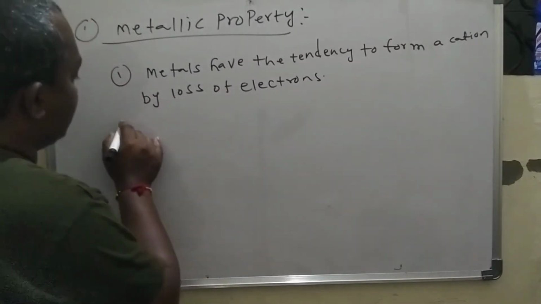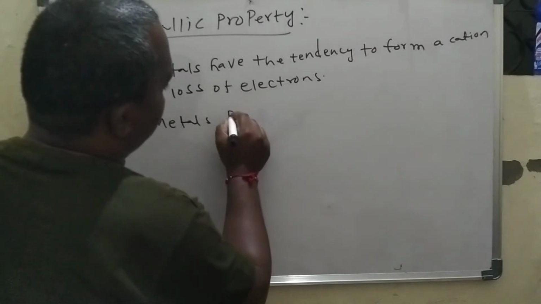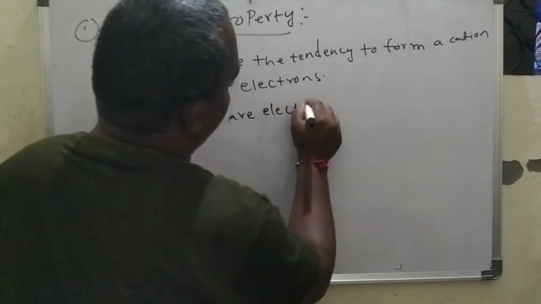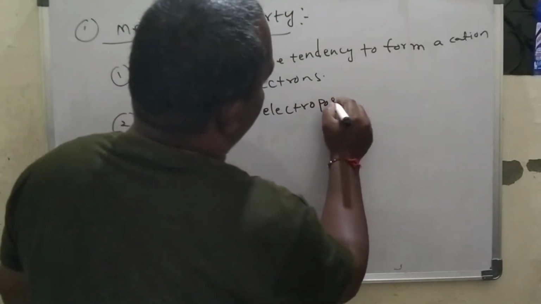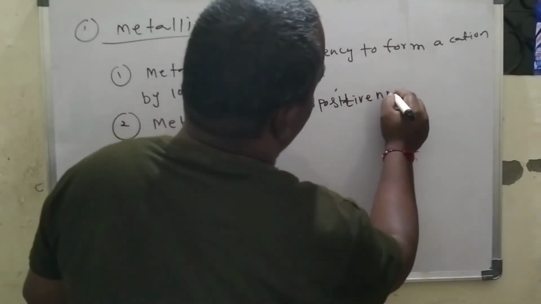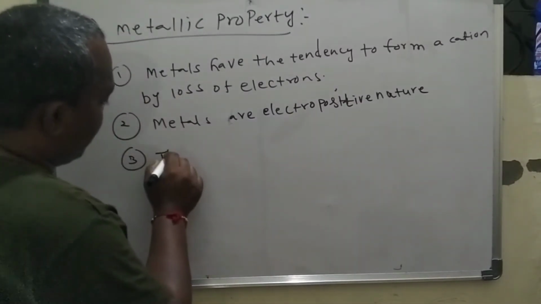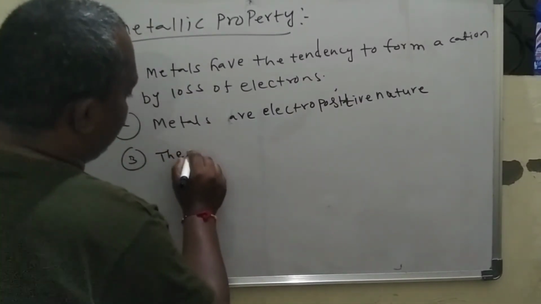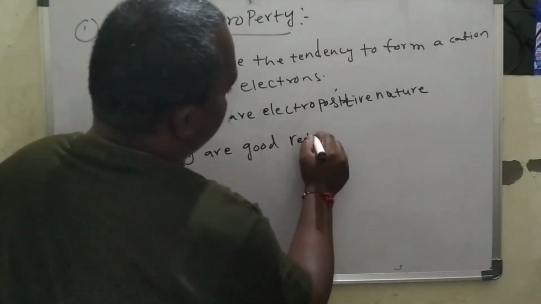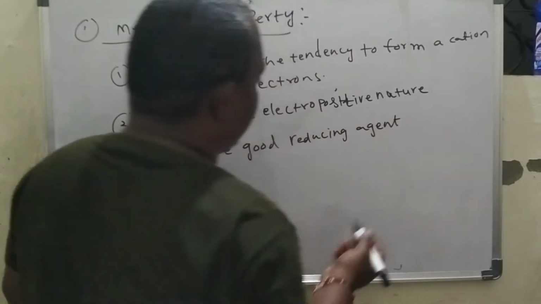This is the first property. Second one is metals are electropositive in nature, and they are very good reducing agents. They are good reducing agents or reductants, we can say that.